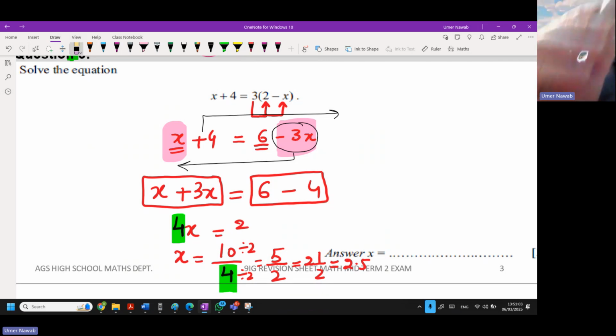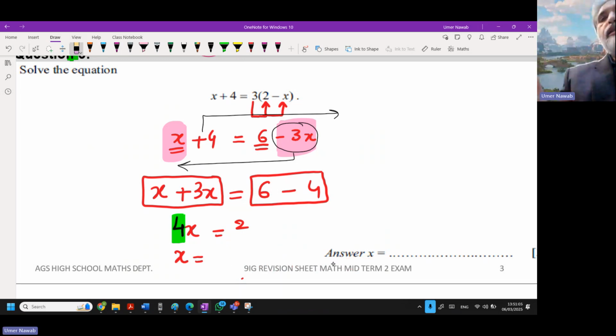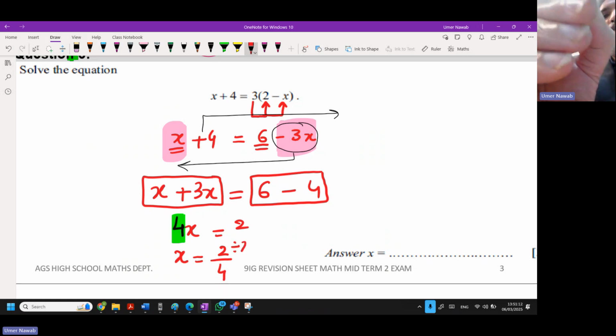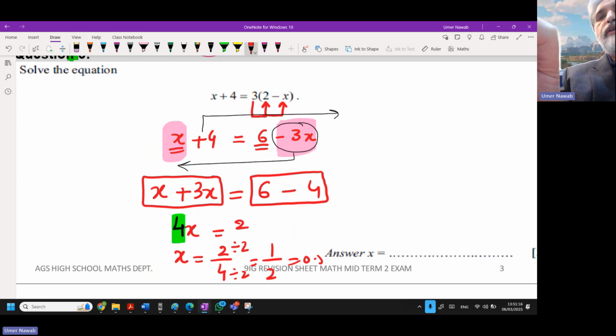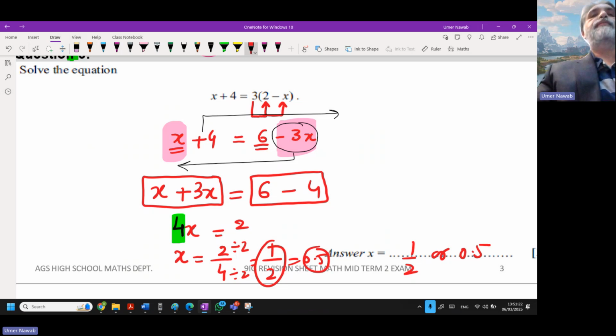So now I will correct my solution. So 2 divided by 4. So divided by 2, divided by 2, it gives you 1 over 2 or 0.5. So any of these here will be accepted.